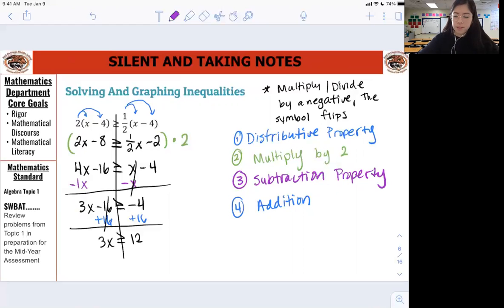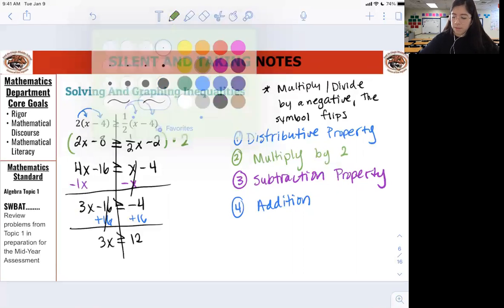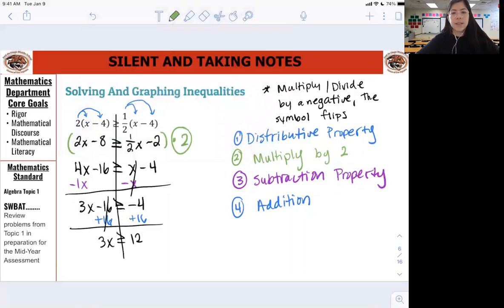And then why did I multiply by 2? Why did I do this? We multiplied that to... Yeah. Good, Raymond. The denominator of 1/2 is 2. And the whole point is that we're trying to get rid of that fraction. So notice in that, once I multiplied everything by 2, that fraction went away. No more fractions. That's the reason we did it.